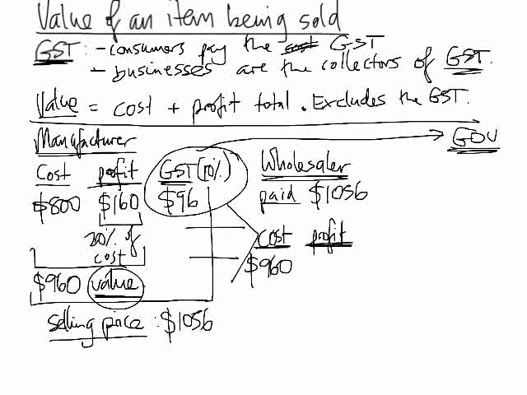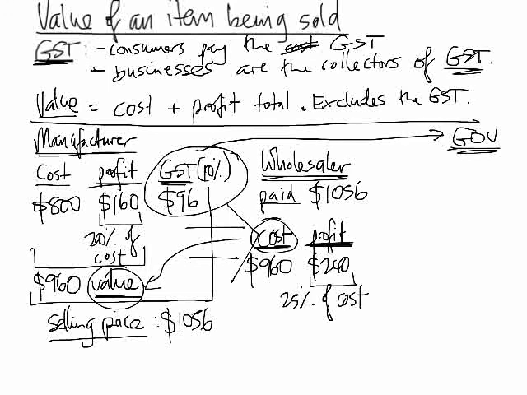So in the book's case, it was 25%. So they would get a $240 profit. 25% of the cost being the value from the manufacturer level. So now at the wholesaler level, you will see that based on our definition of what value is, their overall value for the item is $1,200.